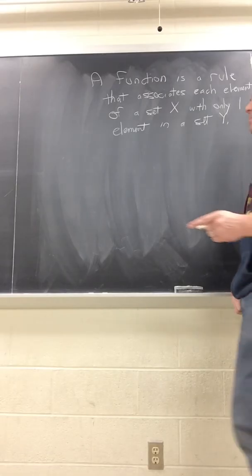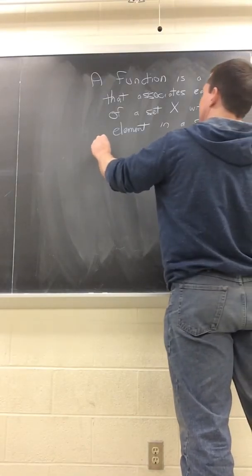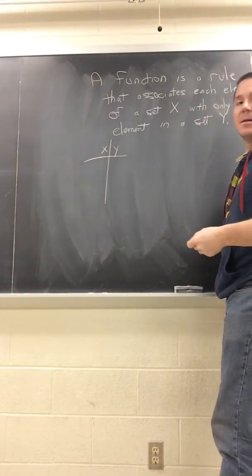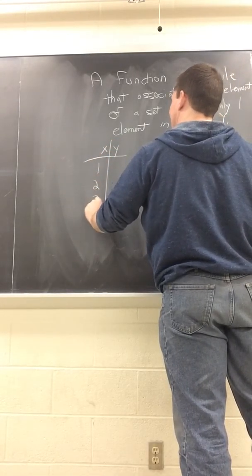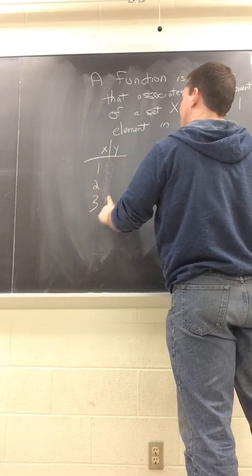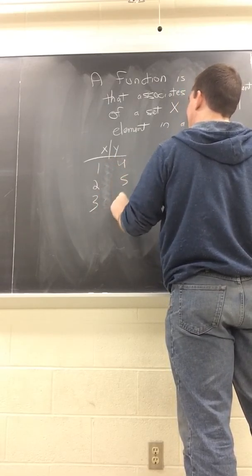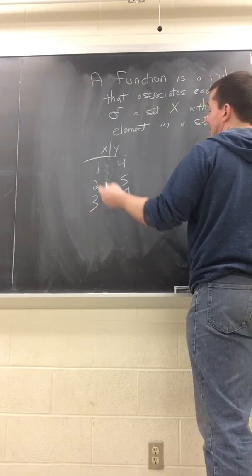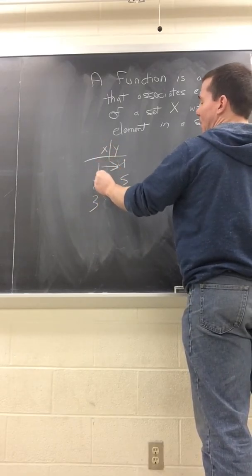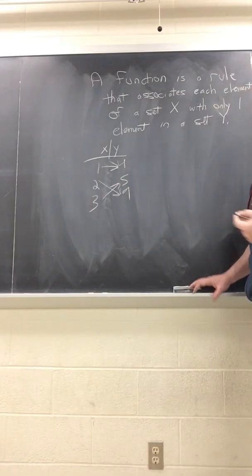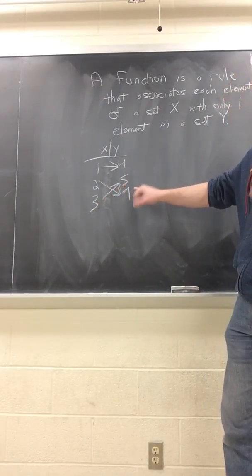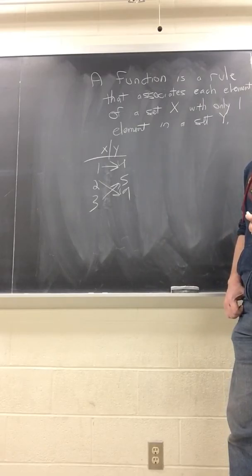We're going to look at a few examples to start off with. Say I have a function, set X and a set Y. And I have 1, 2, and 3 for X, and 4, 5, and 9 for Y. If I want a function, I need to associate each element here with one element here, so I can just do something like send 1 to 4, 2 to 9, and 3 to 5. Then each element here goes to only one element here, so it's a function and we're good.